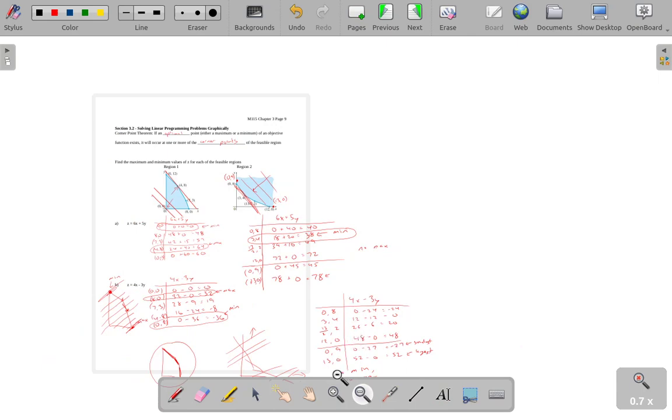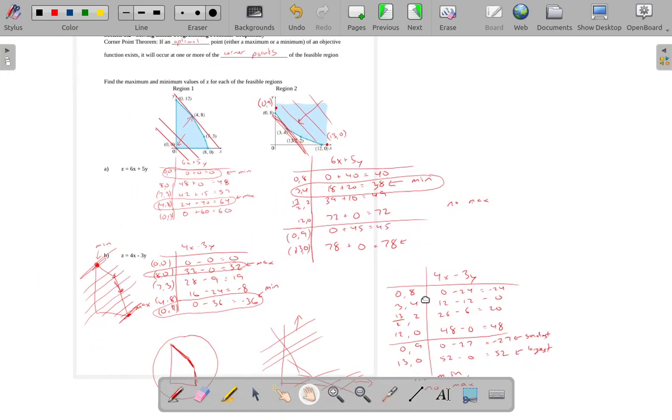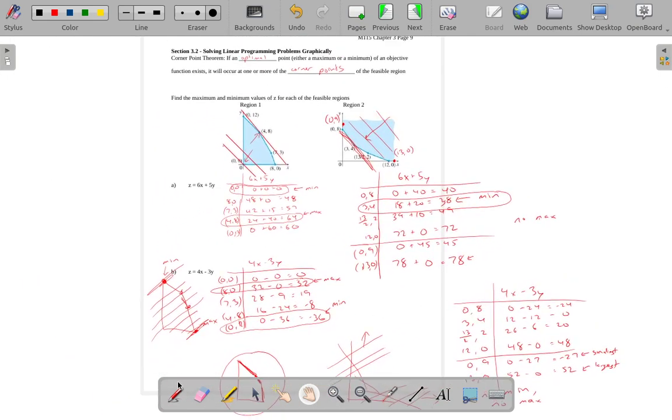So just to, really quickly, the corner point theorem says that when we have a region, if there is a minimum or a maximum to our objective function, it has to occur at a corner point. With a bounded region like this one, we're guaranteed to have both a minimum and a maximum. If we have an unbounded region like this one, we're not guaranteed to have a minimum, nor are we guaranteed to have a maximum. But oftentimes we tend to have one or the other.